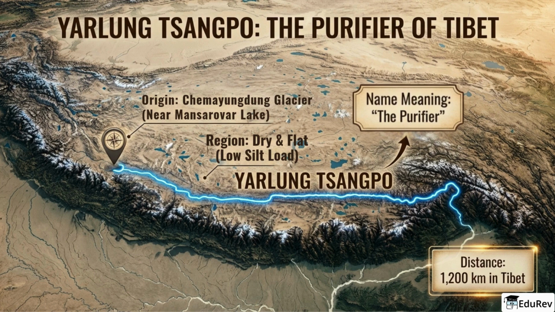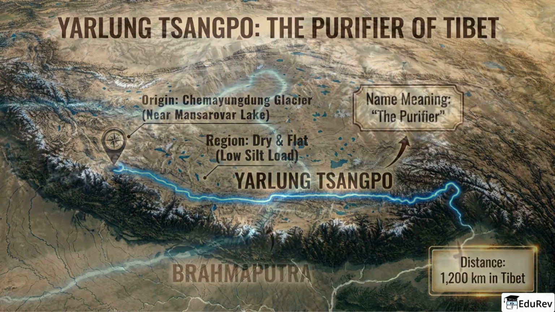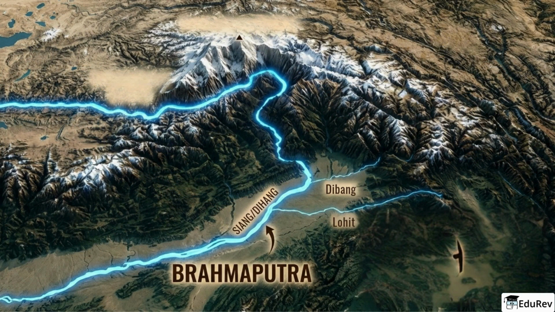Most students remember the Indian name and ignore the Tibetan stage. That is weak preparation. UPSC likes the full journey. Now comes the dramatic turn. Around the Namcha Barwa Massif, marked here at 7,755 meters, with another high wall marked above 7,100 meters, the river bends sharply and enters India.